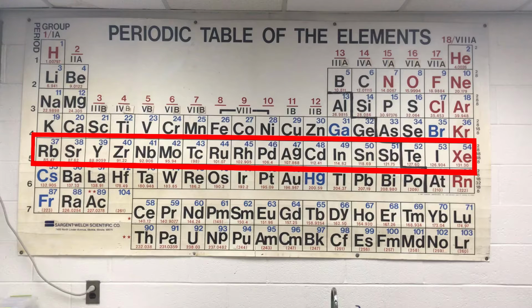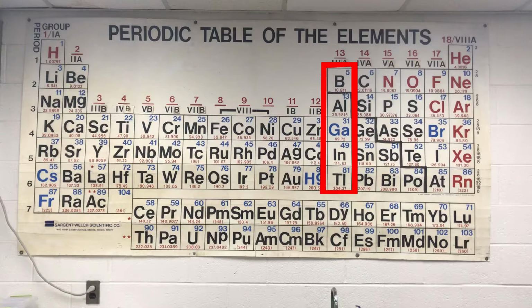On the current table, the period shows how many energy levels the element has, where the group shows what chemical properties the element is likely to have. There are 6 groups you need to know.